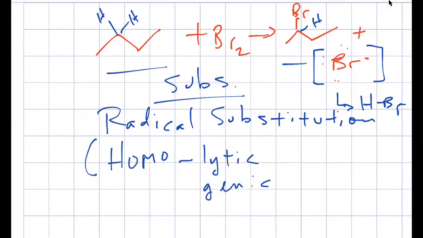Anytime you have a radical substitution, all of your bond breaking and bond making processes are going to be homo-something. So homolytic or genic. Anybody remember what lytic is? Lytic, making or breaking? We talked about this, it might have been last week. Breaking, good. And then genic is formation.